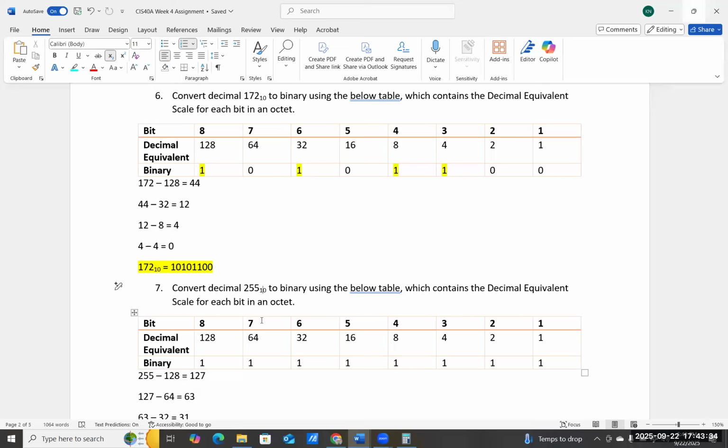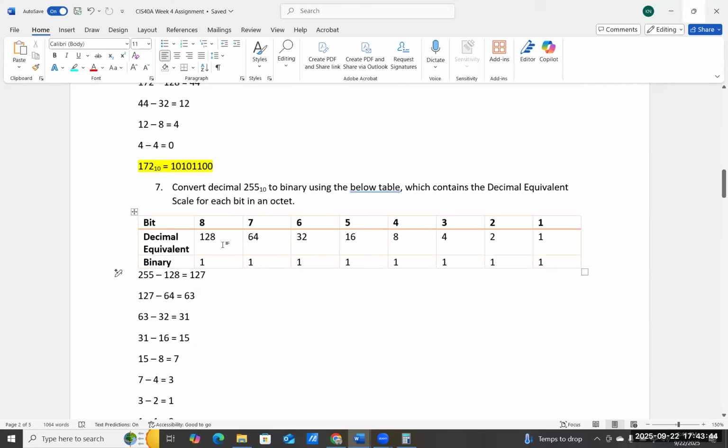You ask yourself, what's the highest number I can subtract from 255? 128, right? So I take 255 and subtract 128, because that's the largest in that scale, and I have 127 as a remainder. Then can I take 127 and subtract the decimal equivalent on the 7th bit? Yes, I can subtract 64. As you subtract, you have to put a 1, don't forget. 127 minus 64, put a 1. So as I subtract, I have 63 as a remainder.